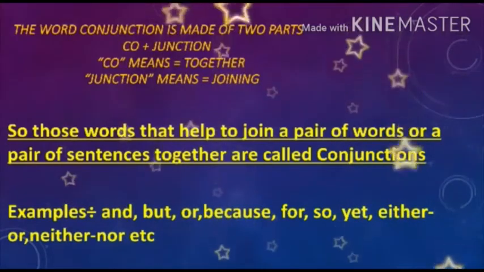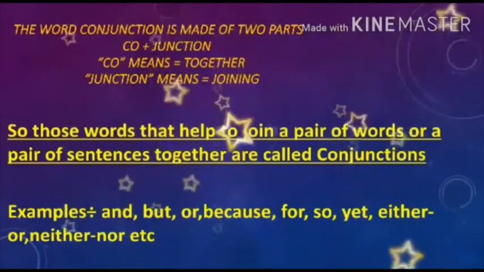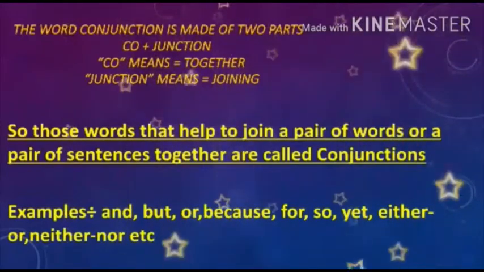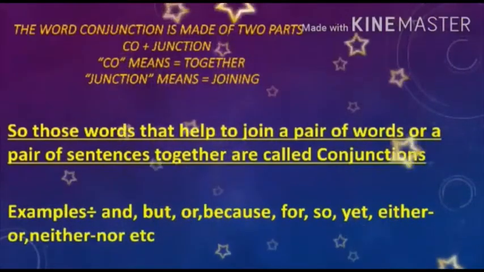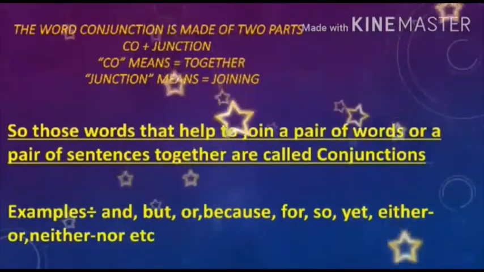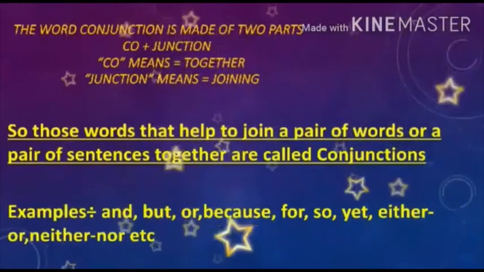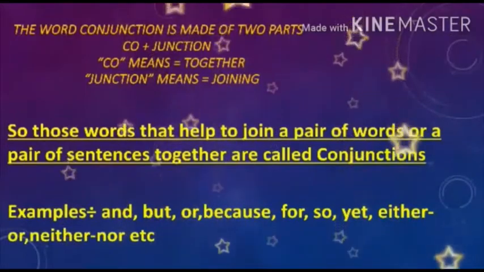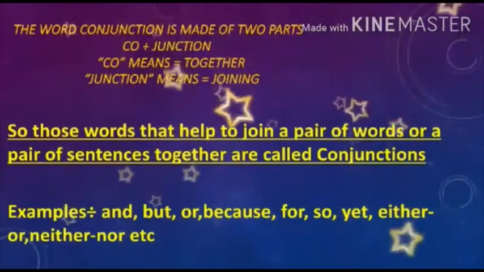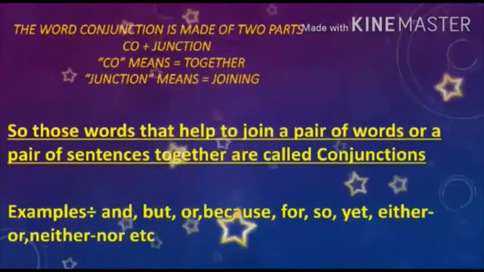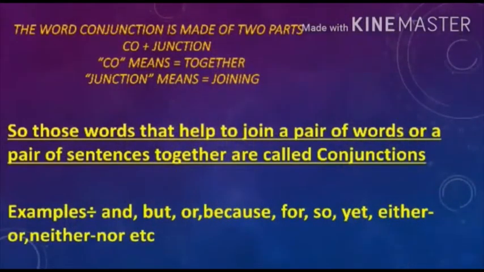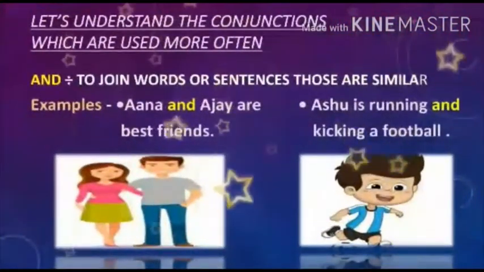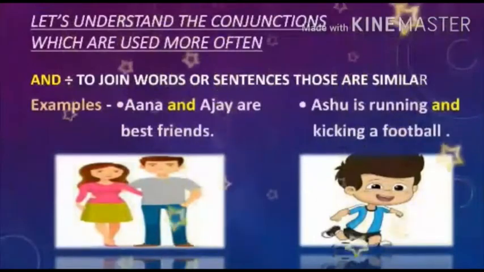Children, the word conjunction is made of two parts, co plus junction. Co means together and junction means joining. So, those words that help to join a pair of words or a pair of sentences together are called conjunctions. Examples: and, but, or, because, for, so, yet, either or, neither nor, etc. Let's understand the conjunctions which are used more often.